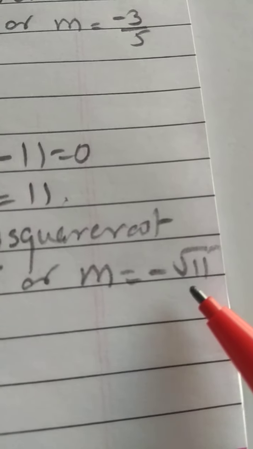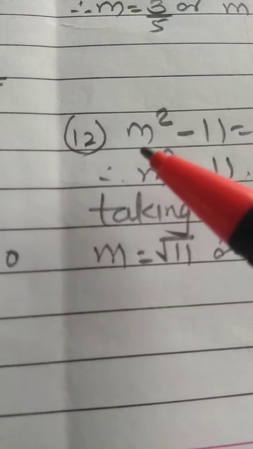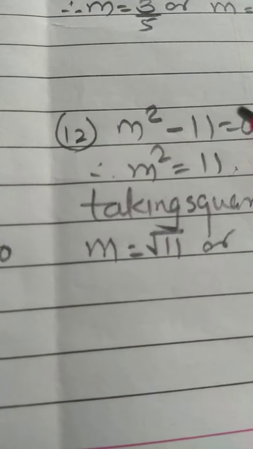Problem number 12. m square minus 11 equal to 0. Minus 11 can go to that side and become plus 11. So, m square is equal to 11. By taking square root, root of 11 is plus root 11 or minus root 11. Okay. We can do it also by another method, m square minus root 11 square, by the a square minus b square method, that is a plus b, a minus b. That way also you can do that problem.